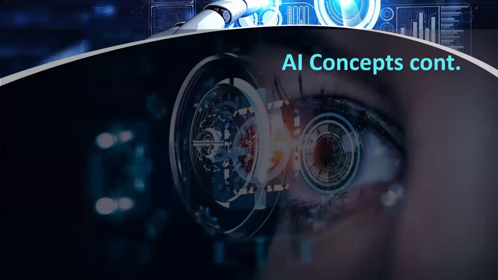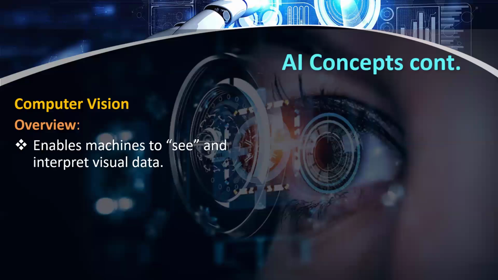Then let's see, some of the AI concepts still continued. Computer vision, a good overview. What does it do? It enables machines to see and interpret visual data. For example, it is through computer vision that a computer can be able to know this is a road, this is a bump, these are traffic lights, these are pedestrians, and such. Cool. So that is computer vision. Just like the way you use your eyes to see, computer vision technology is the one that enables computer to see.